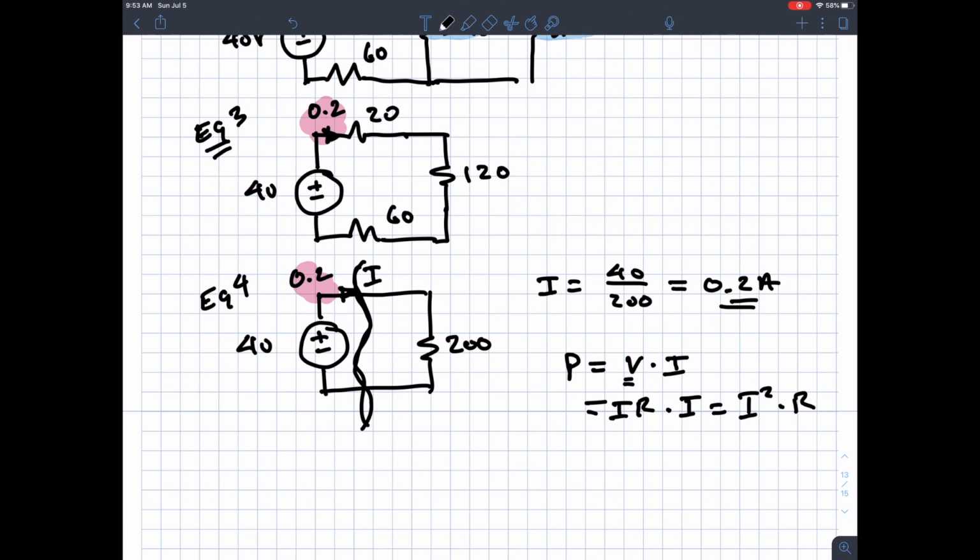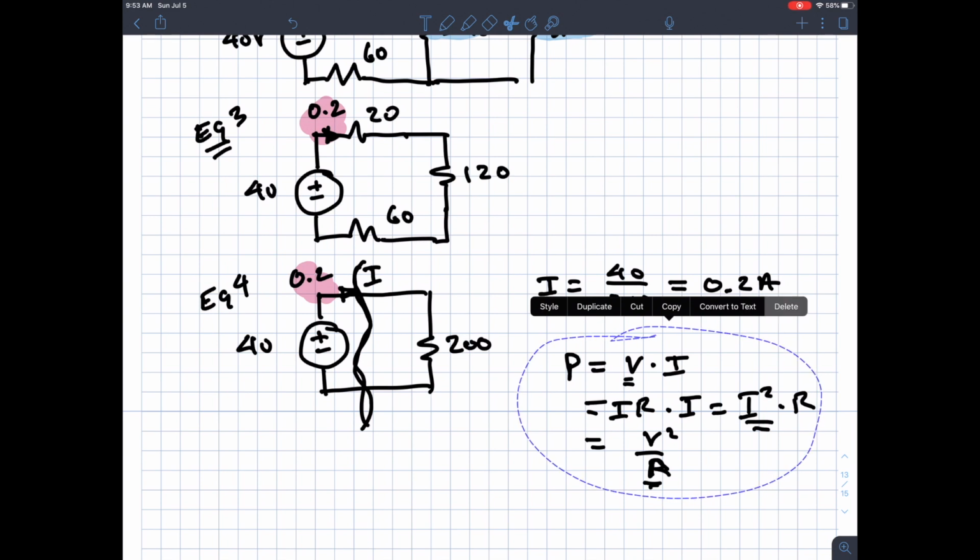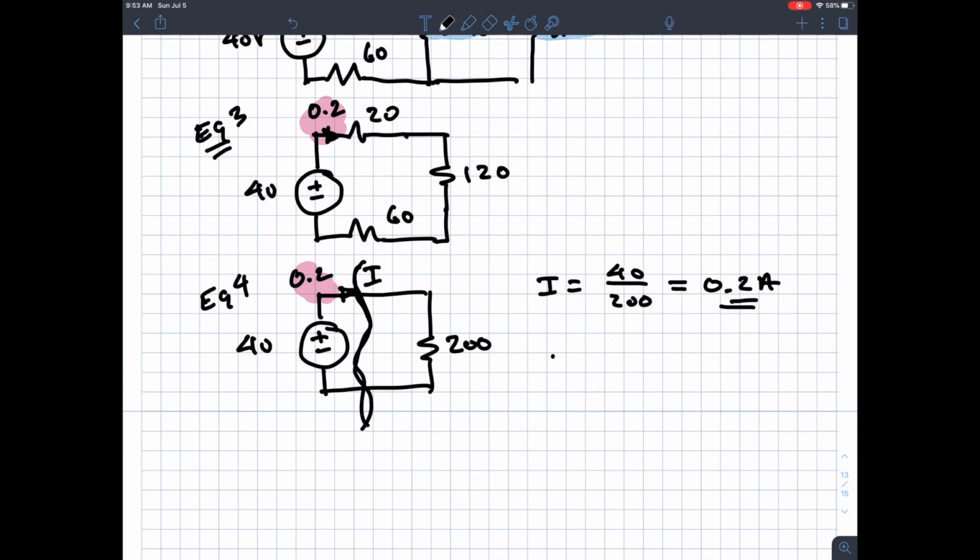V times I is another one. And then I can do the same thing with I equals V over R, and I get V squared over R as the power. So if you know the current or the voltage across a resistor, you can use one of these two formulas to get the power. With that being said, let's erase this. What I know for the power for the 20 ohm resistor is 0.2 squared, I squared, times R.